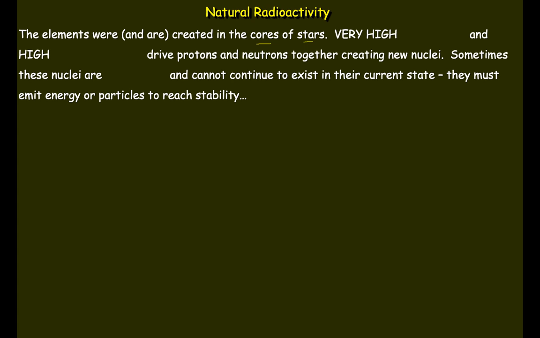So, when the universe first exploded into what it is today, we had this big influx of elements being created. All right, so the very high pressures and the high temperatures typically drive these protons and neutrons together, and they come together and they create these new nuclei. But sometimes these nuclei are actually unstable. There's an instability with the numbers of protons and neutrons, or actually the size of the nucleus, and that nucleus cannot continue to exist in its current state.